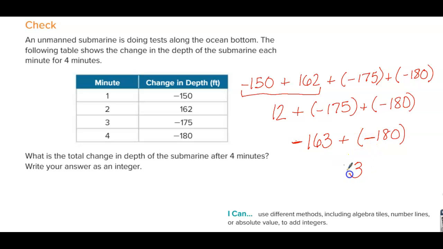We would get 3, 6 plus 8 is 14, carry 1. We would get 343 feet, but notice that's a negative 343 feet because both of these were negative. So the total change in depth of the submarine after 4 minutes is negative 343 feet.